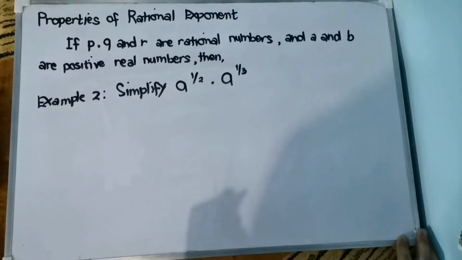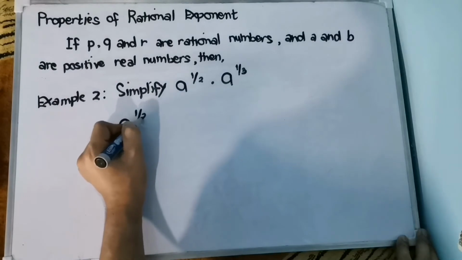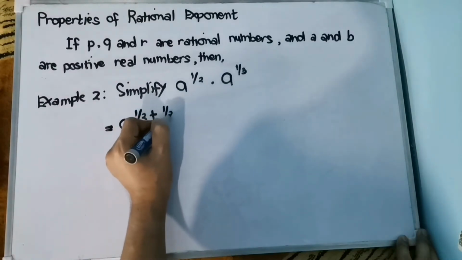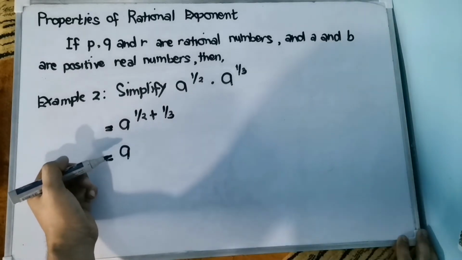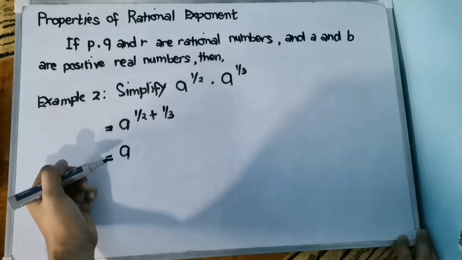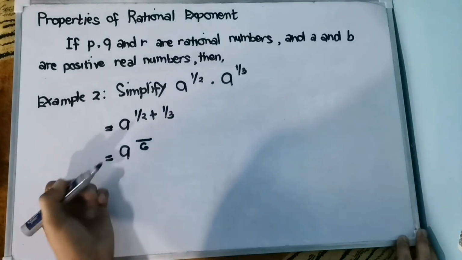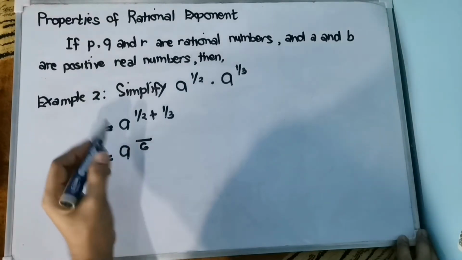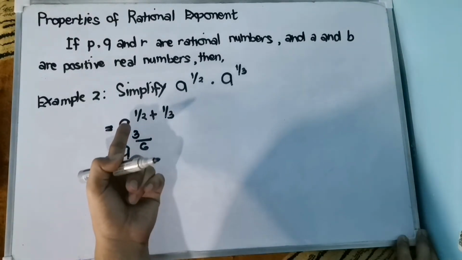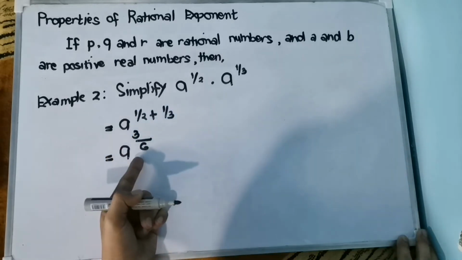So we just follow the same procedure. So that is 1/2 plus 1/3. So this time, when we are adding dissimilar fractions, we just get the LCD of 2 and 3. So that is 6. So 6 divided by 2 is 3 times 1 is 3. So 3/6. So ang equivalent ng 1/2 ay 3 over 6.